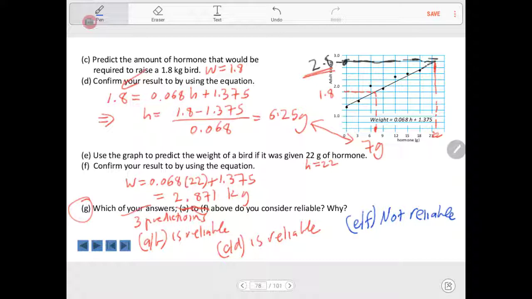Right, so now go ahead and try some of those questions that were set in the description for the video. You use the equation and the graph to make predictions, and then you need to decide how reliable those predictions are based on which ones are within the bounds of the data, interpolations, compared to those that are outside the bounds of the data, extrapolations.